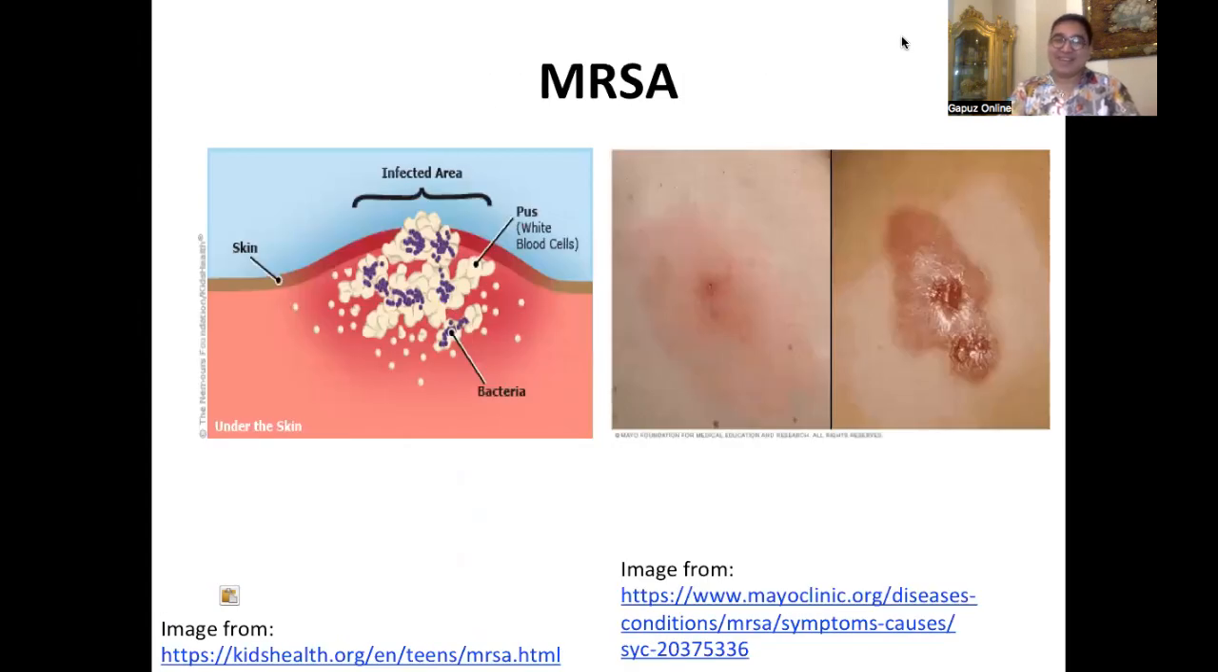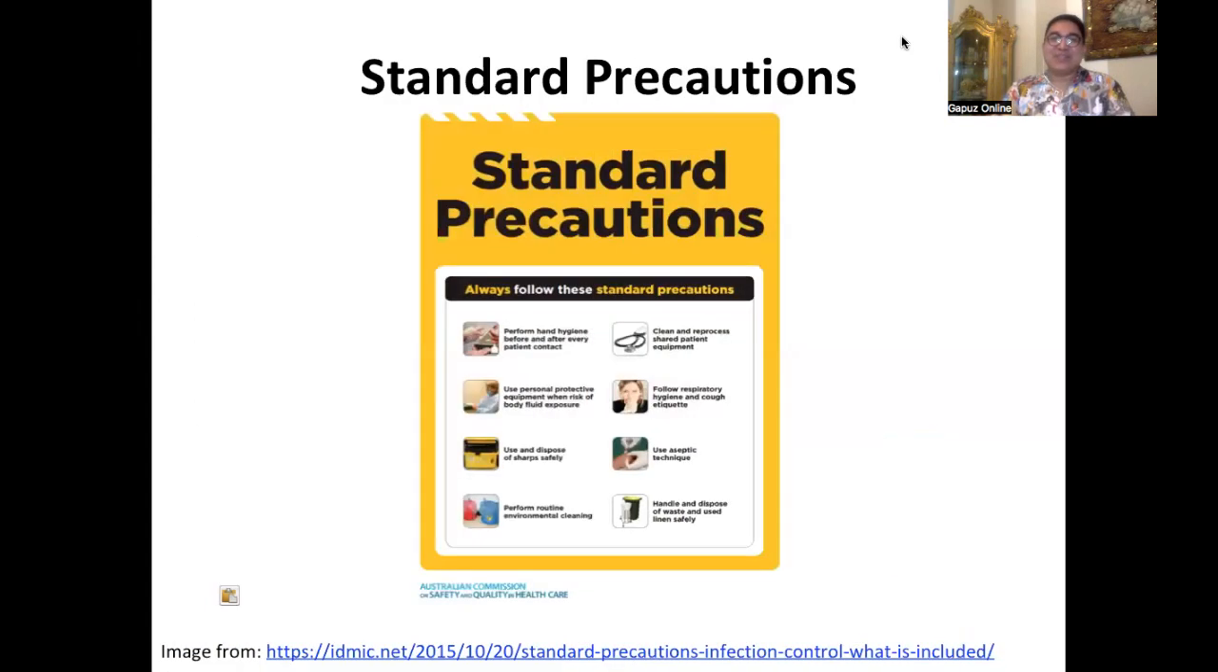Now, MRSA. The most important thing that we have to remember here is that the patient should maintain good hygiene and avoid sharing razors as well as towels. And the first line of treatment would usually be your trimethoprim sulfamethoxazole. Okay, so that's what's important.